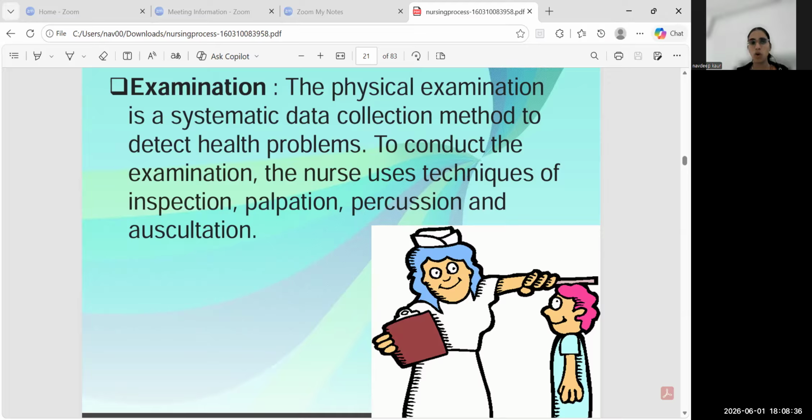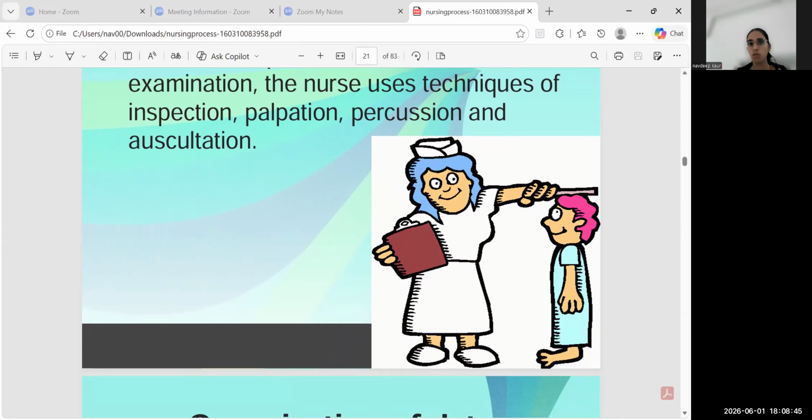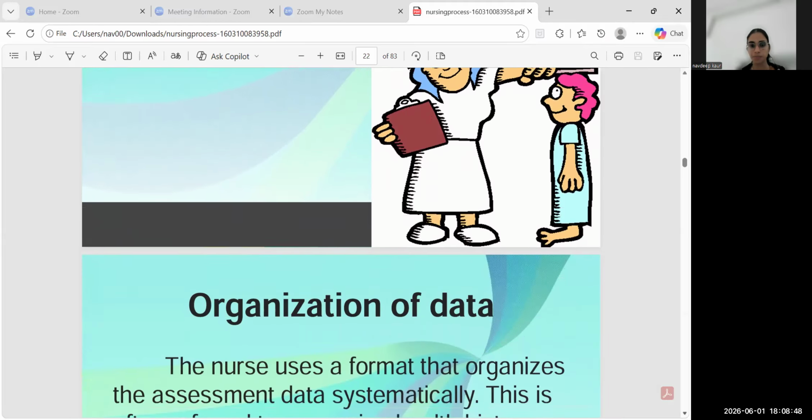and any other abnormalities. And in the examination, we follow the steps of inspection, palpation, percussion, and auscultation. And in abdominal assessment, we always do the palpation at the last.